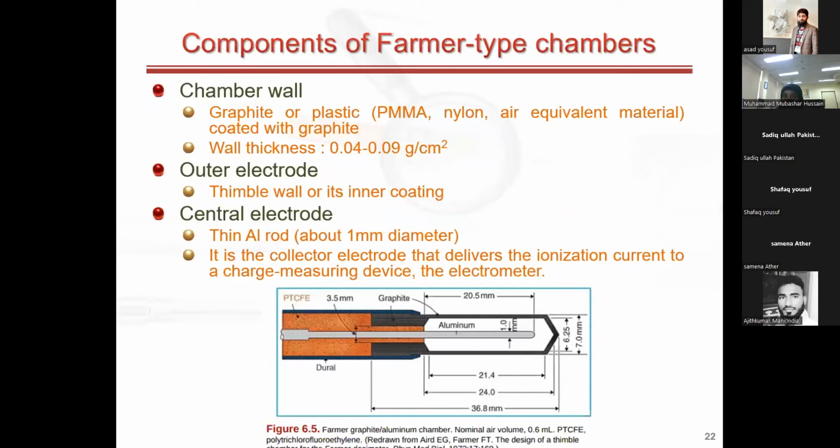The Farmer chamber is the chamber that was originally designed by Farmer. Now many commercially available Farmer type chambers are available. Basically they have copied the design of the Farmer chamber, but the composition of the wall material or the electrode could vary from chamber to chamber. Like PTW, IBA chambers, there is slight variation in the composition of their wall material and central electrodes.